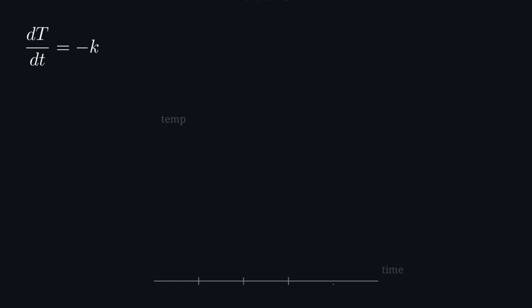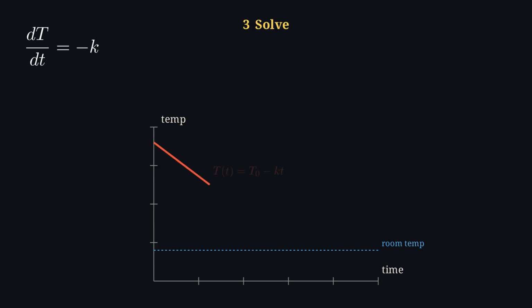Step 3, solve it. This one's easy. A constant rate of change gives you a straight line, sloping down. The coffee cools and keeps right on cooling at the same steady pace forever. Step 4, check it against reality.